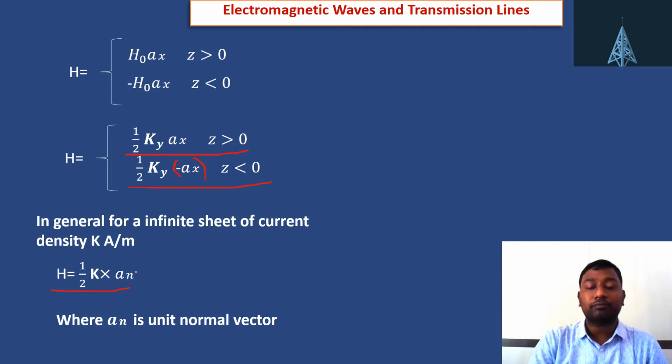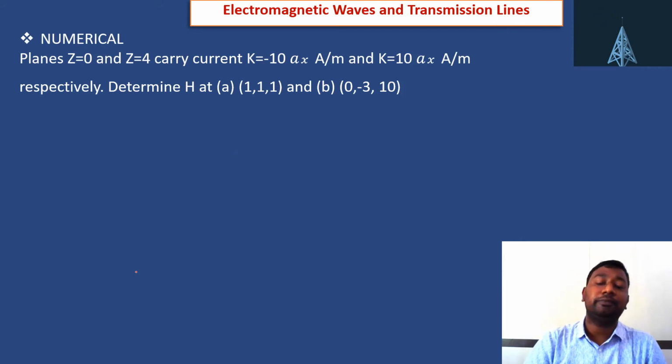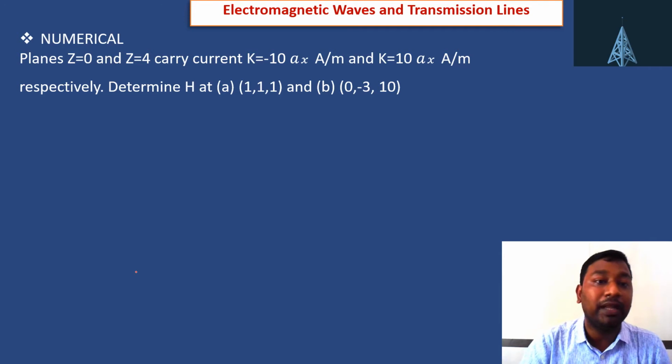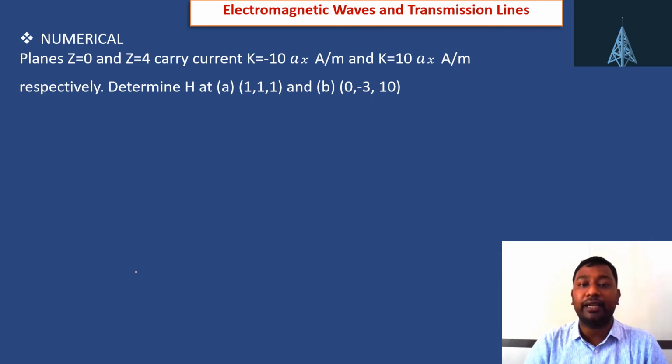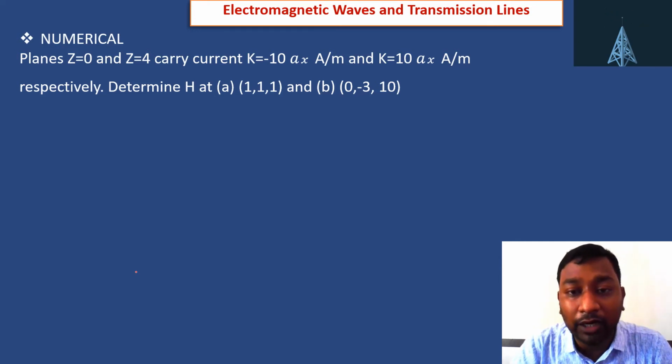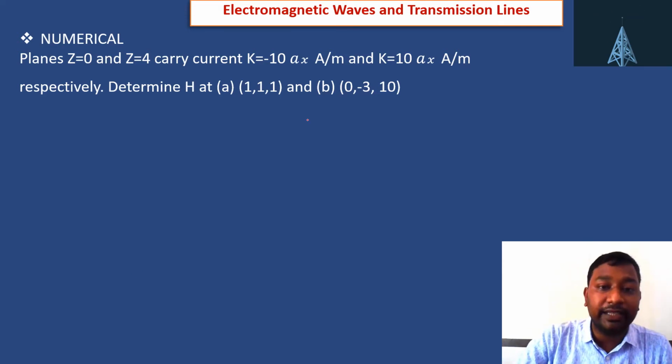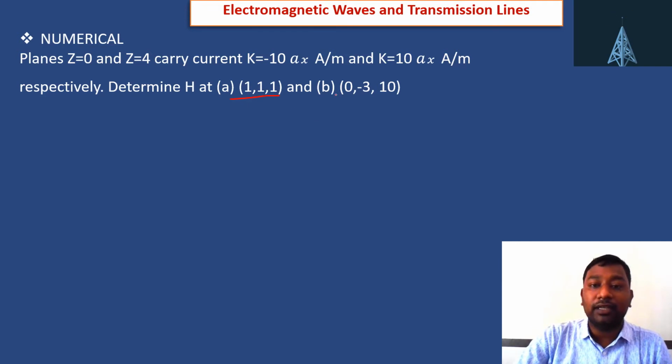Now we will solve some problems based on these properties, to see what the magnetic field intensity is at a particular point due to the surface current. Consider planes z equals 0 and z equals 4 carrying uniform current densities K equals minus 10 a x ampere per meter and K equals 10 a x ampere per meter respectively. Now determine H at (1,1,1) and (0,-3,10). These are the two points. First we will calculate H for (1,1,1), and second we will calculate H for the other point.